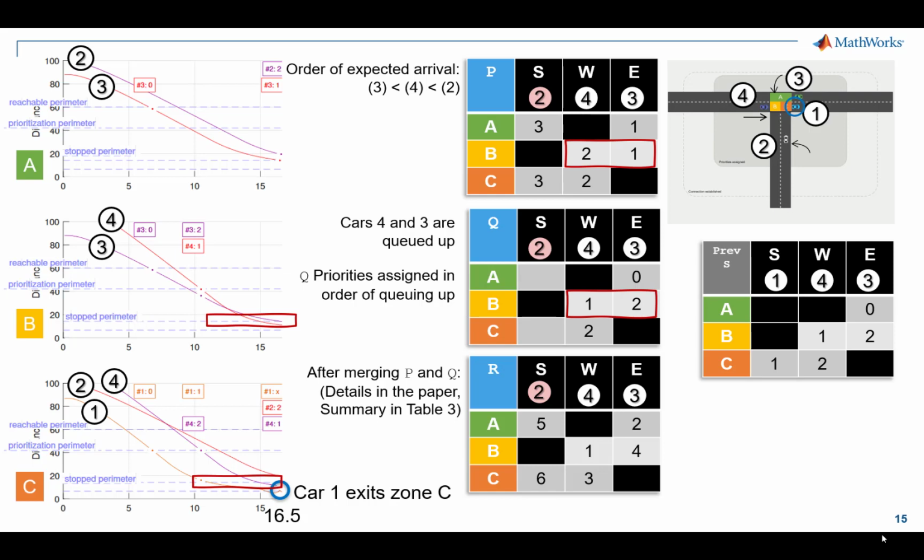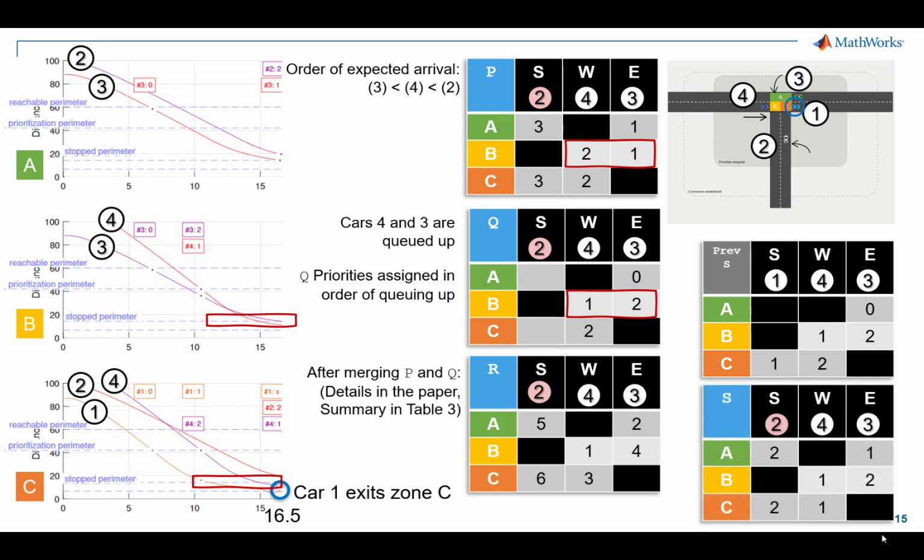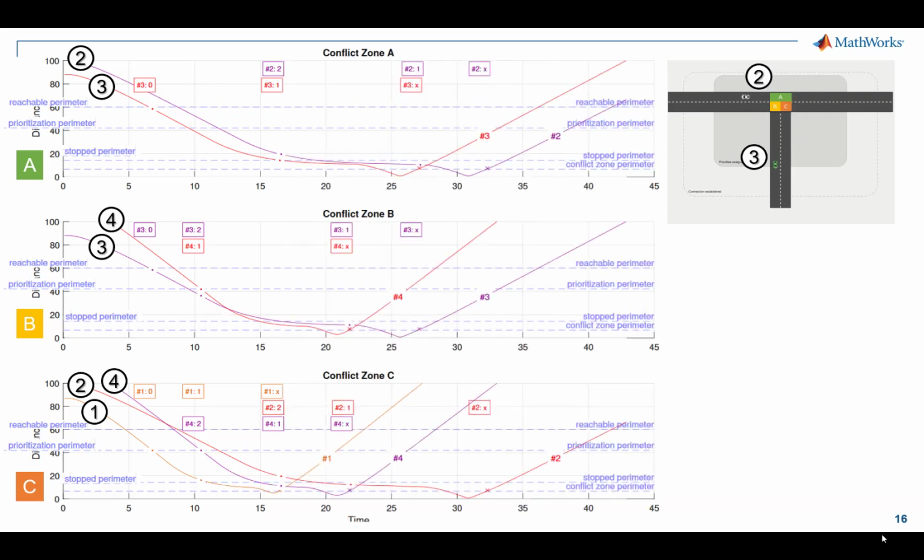And the details of the merging are in the paper, and I wouldn't have time to go through it. But the summary is in table 3. And after the algorithmic reconciliation of these two tables, we end up with the numbers 1, 2, 3, 4, 5, and 6 shown in this table R. And those are further compacted to have numbers 1 and 2 as shown in the final S priorities for this. Okay, so the rest of the scenario continues, and it's straightforward to follow it in the paper.